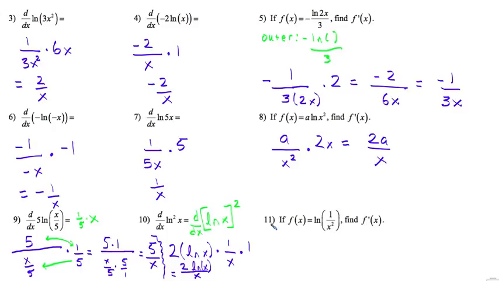All right, number 11, here we go. So here's our function. We need to find f prime of x. All we're doing is doubter times dinner. So outer is natural log, so doubter is going to be 1 over whatever was inside the parentheses. I'm going to make this really big, and then inside the parentheses was 1 over x squared. So that was doubter. And now I do dinner.